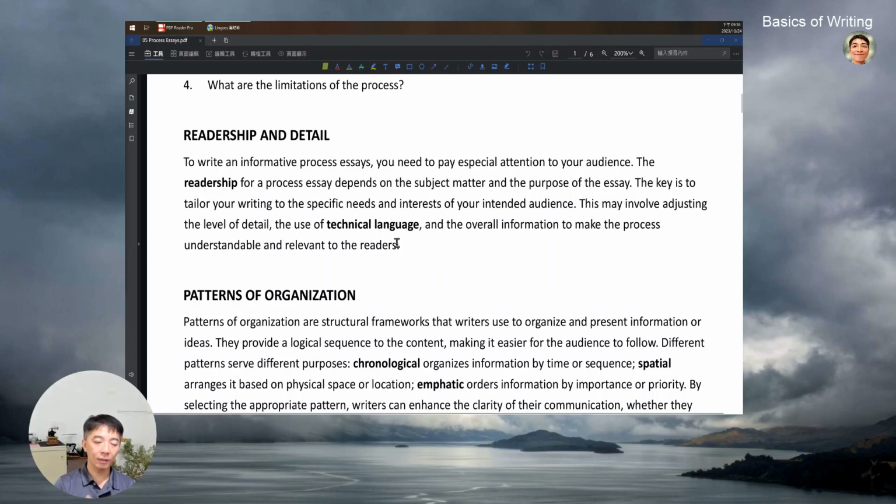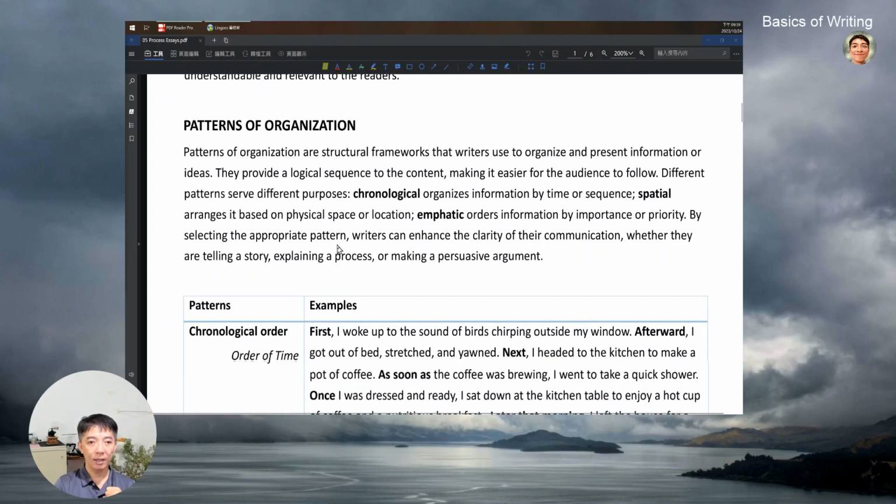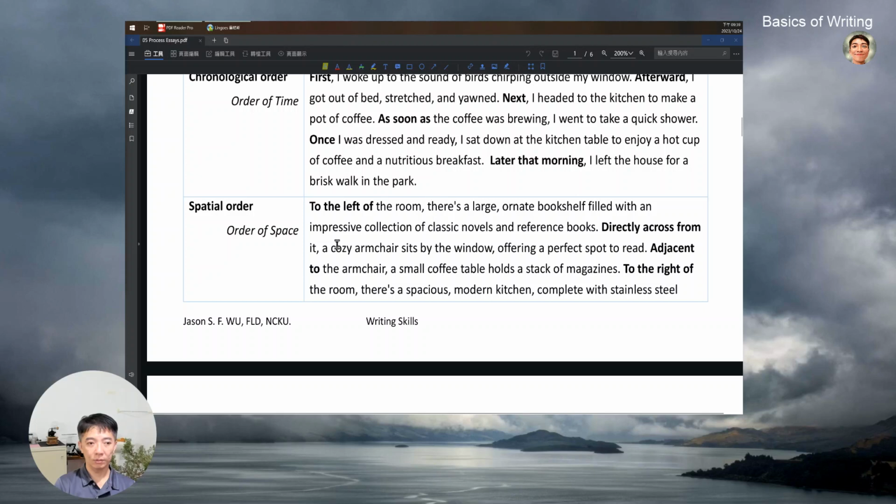The next thing is the arrangement of your ideas. Organizing your ideas into a logical sequence is very important. We have three major patterns of organization. The first one is chronological order. That means you order your ideas in the order of time. The second is spatial order. Spatial order is related to the order of space.